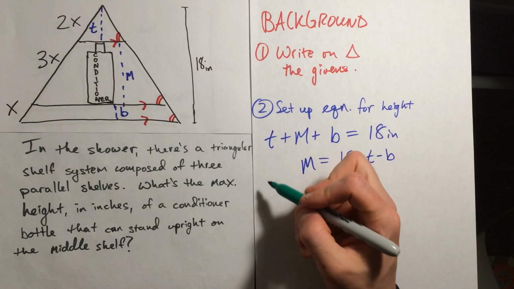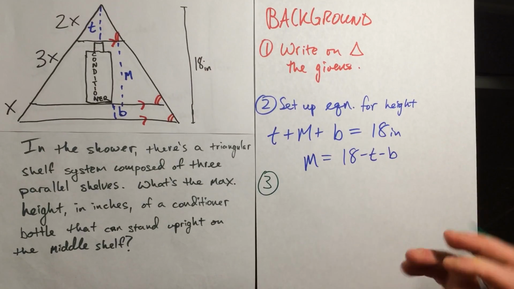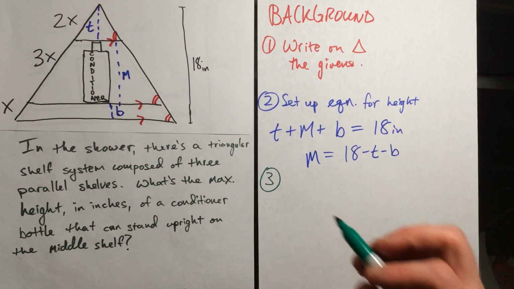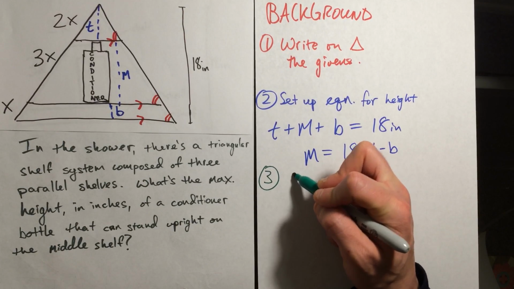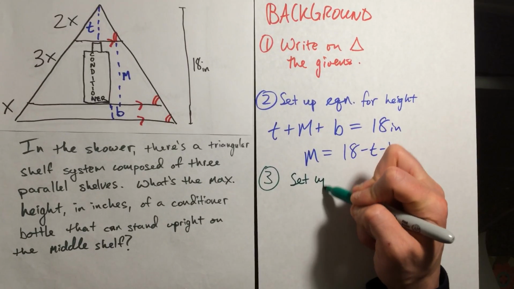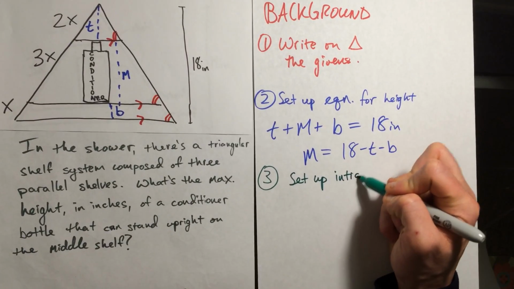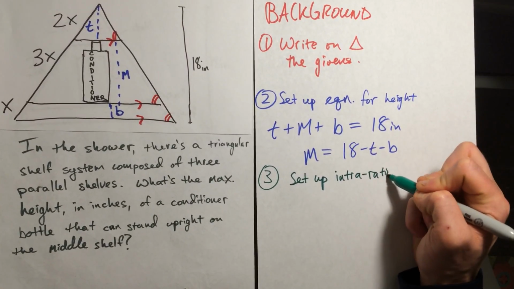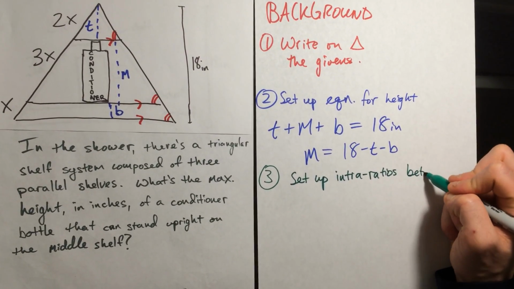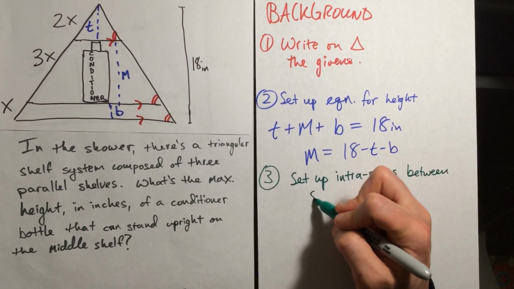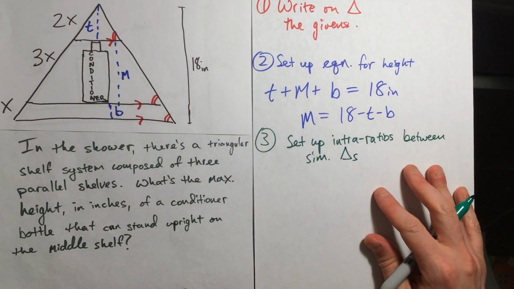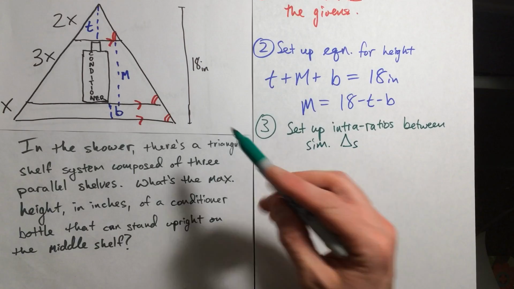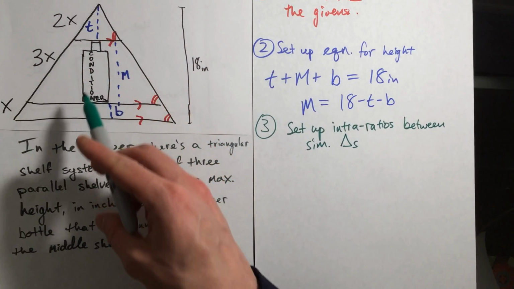Now let's go to the third bit of background, or step we need to progress to. And this is something that's not really seen much in the high school classroom. We need to set up intra ratios between the similar triangles. And let's show that they're similar here. So let's take each of these triangles down and break them, because actually we have 3 different triangles here.